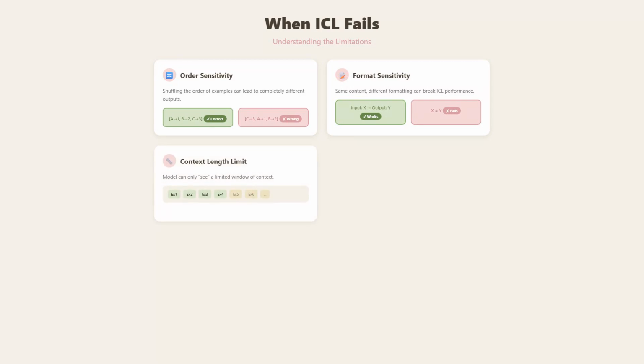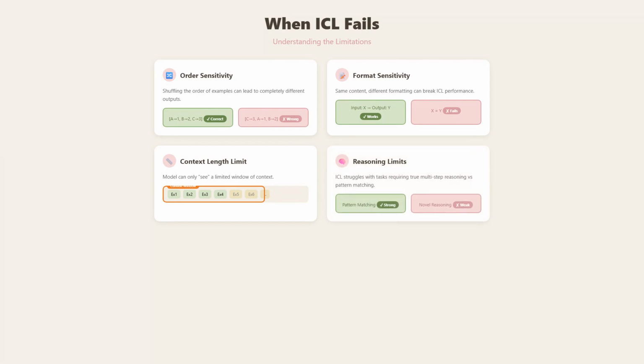Second, format sensitivity. How you structure your prompt is crucial. Input X, arrow, output Y might work perfectly, while X equals Y with the same content might fail completely. The model is sensitive to these formatting details because it learned specific patterns during pre-training. Third, context length limitations. The model can only see a limited window of text. If you need more examples than fit in the context window, earlier examples get pushed out and lost. The model simply cannot access information outside its viewing frame.